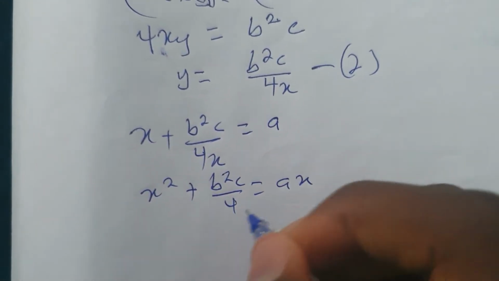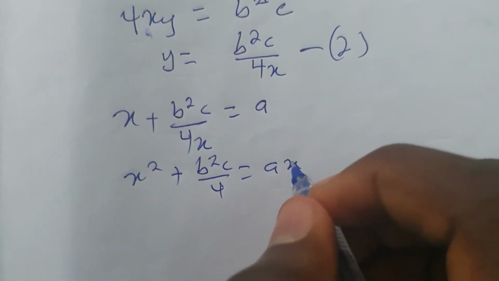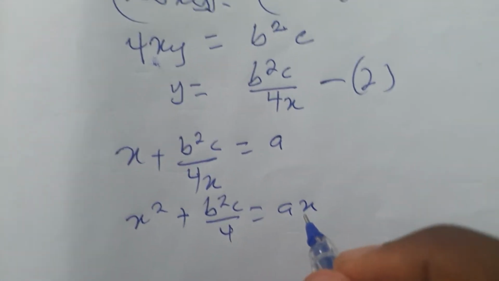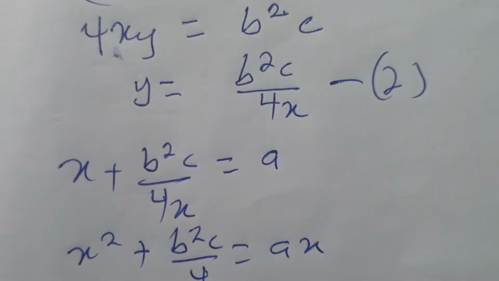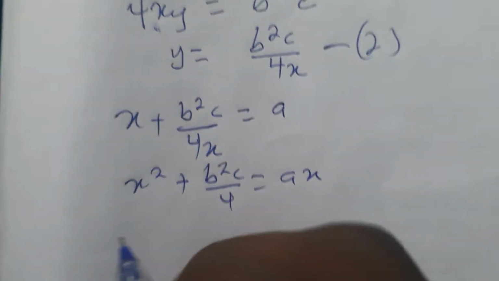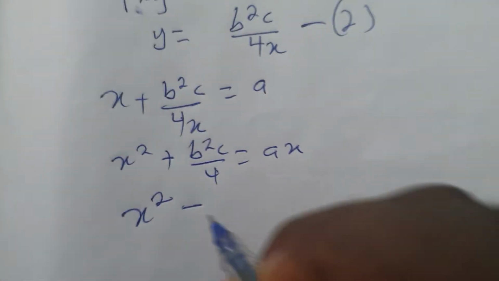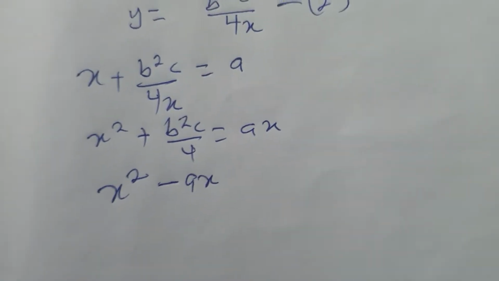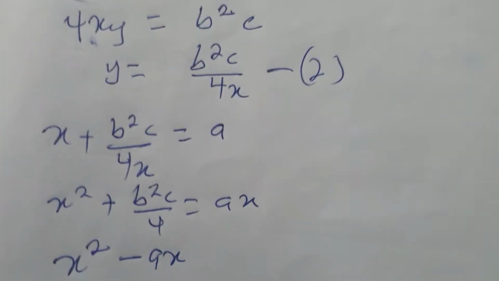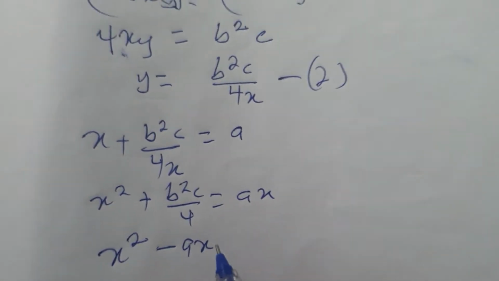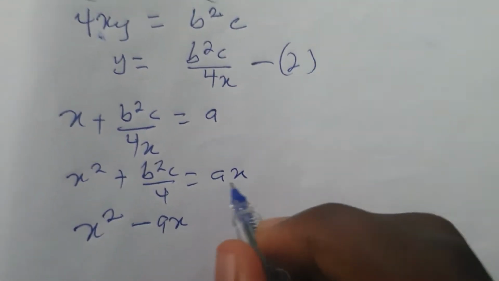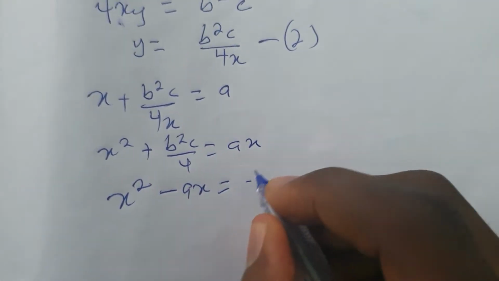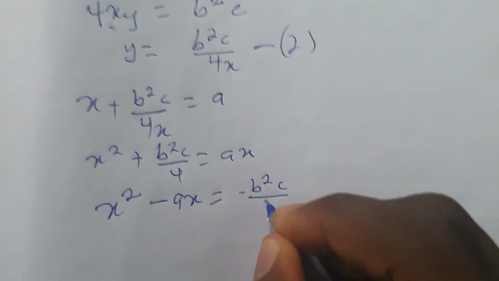Now, because this is in the form of a quadratic expression, you can use the general quadratic formula, sometimes known as the almighty formula, to solve it. You can also use the method of completing the square to solve it. In this video I'm using the method of completing the square. You can also use other ways to get your value of x, or to make x the subject from it. So bring this to this side and send this to the other side. It's positive, so it becomes minus b squared c over 4.